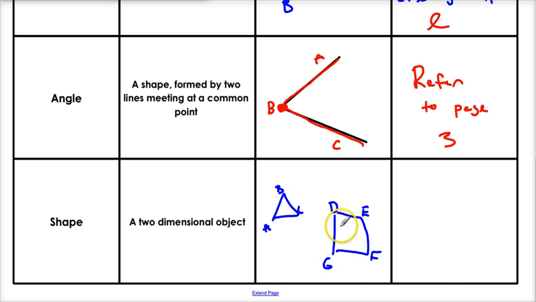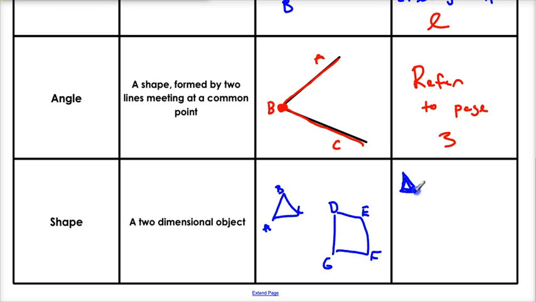Now naming shapes, this is really important. Don't take this for granted. I know what you're thinking, this is super simple. Well, there's a very specific way you have to do it. First thing is that when we name a shape, we usually just put a little symbol of that shape in front of it. So that's a triangle, I'm going to draw a little triangle in front.